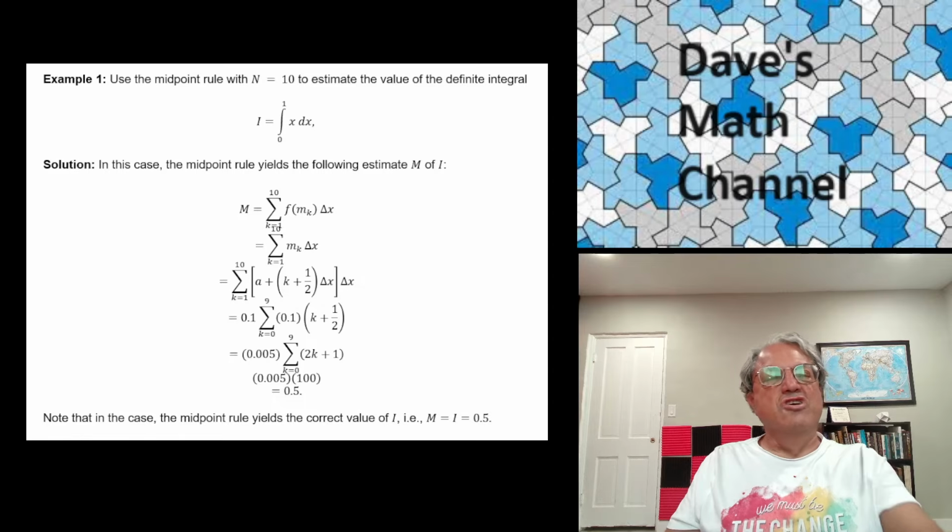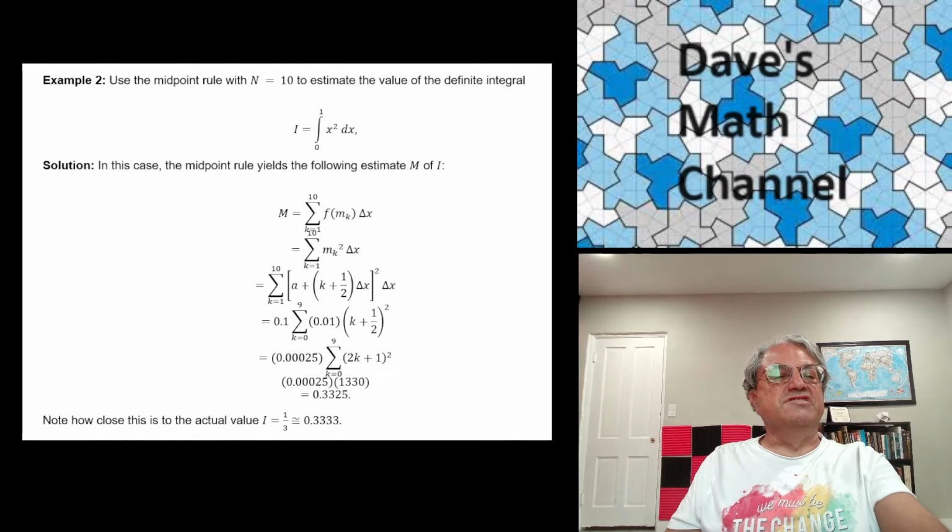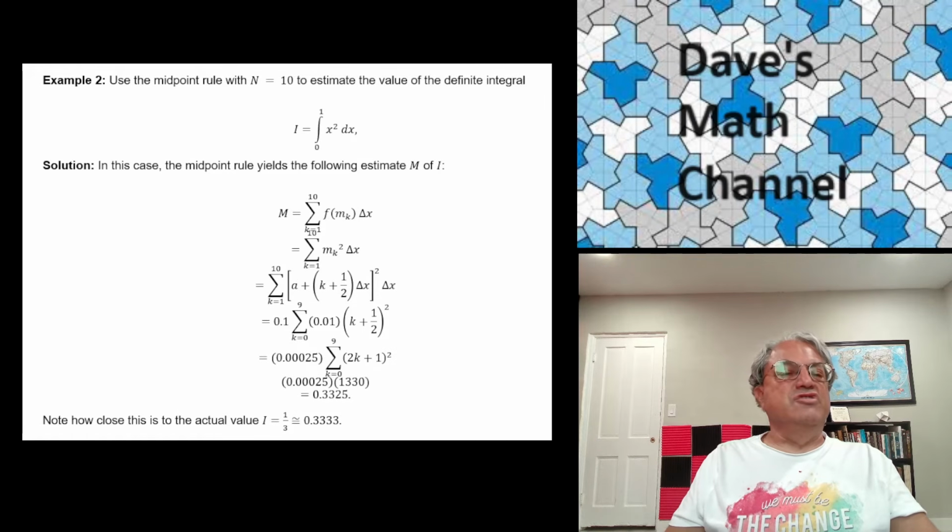So it works exactly for the case of a line. I think that's always true. If you're using the midpoint rule on a linear function, it's always going to give you the exact answer. That's a useful thing to know, but in general it doesn't. And here's an example where it doesn't give you exactly the right answer, but as we'll see, it gives you something very, very close. So now this is the second example I did last time. So let's do it again.